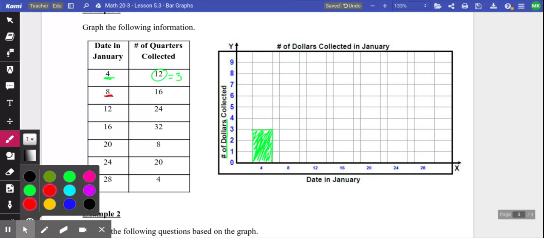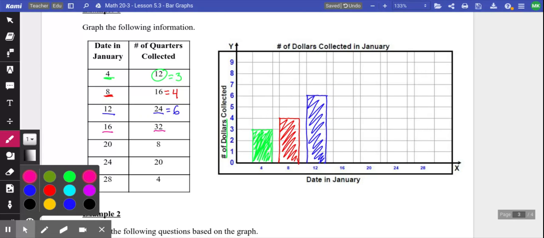On January 8th, I had $4 worth of quarters. So that means my bar graph on the 8th would look like this. On the 12th, I had 24 quarters. That's $6. So my bar would look like this. You're going to notice that I like to leave gaps in between my bars so it's easier to see in between them. What color can I use? On the 16th, we have 32 quarters. That would be $8.